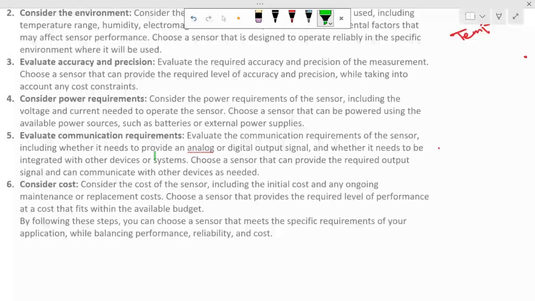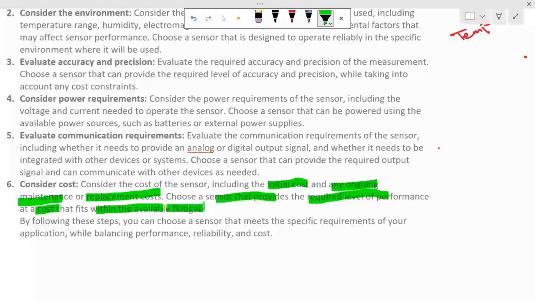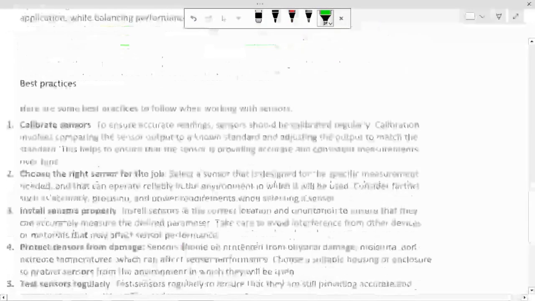And the final point is consider cost. So consider the cost of the sensor, including initial cost and any ongoing maintenance or replacement cost. Choose sensors that provide the required level of performance at a cost that fits within the available budget. By following these steps, you can choose a sensor that meets the specific requirements of your application while balancing performance, reliability, and cost. So now let's see some of the best practices.